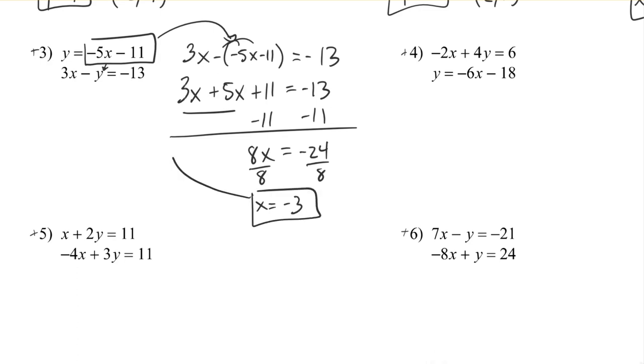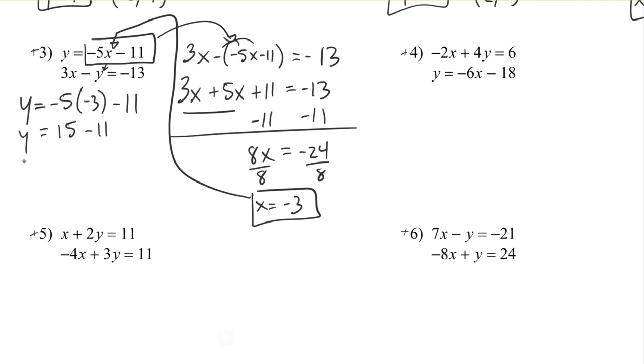If x is negative 3, we can substitute that back into that first equation for x. So y equals negative 5 times x minus 11, and we're substituting in a negative 3. Negative 5 and negative 3 make positive 15. 15 minus 11 is 4. So y is 4, so our point is negative 3, 4.